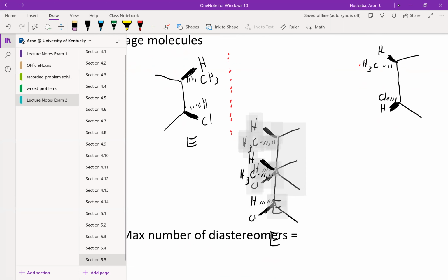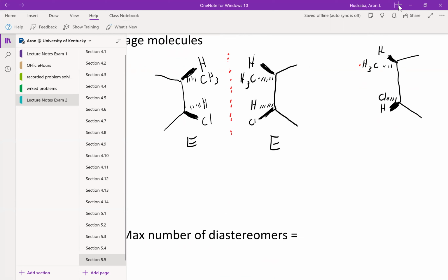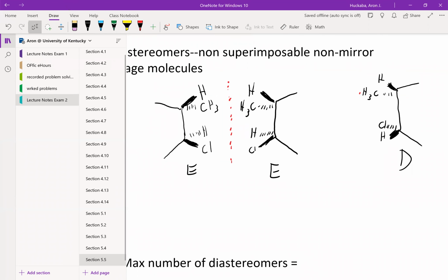Let's move this back up. There we are. So there we are, your first diastereomer. So that makes this one not only a diastereomer, but it makes our original both an enantiomer and a diastereomer. It means that these two are diastereomers and these two are enantiomers.